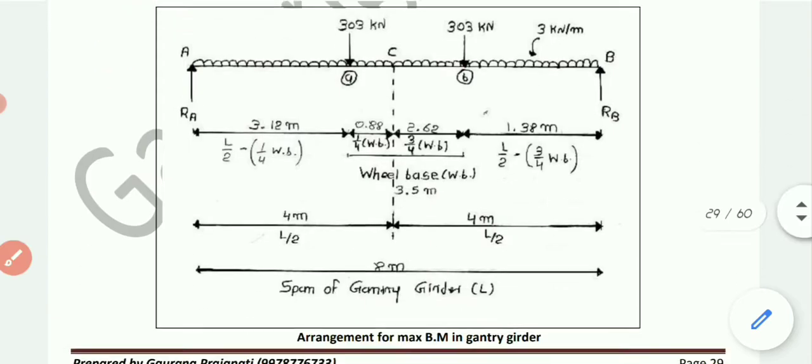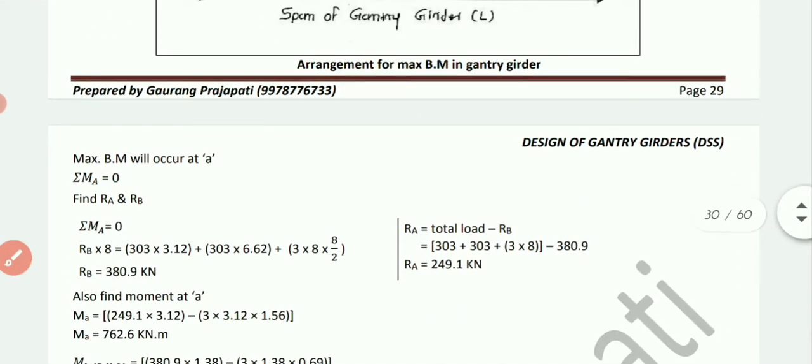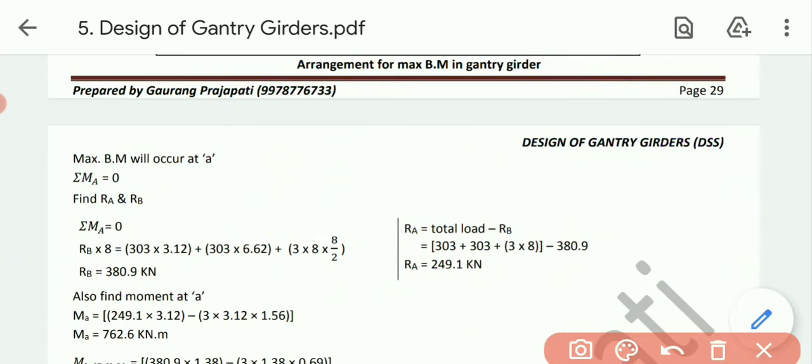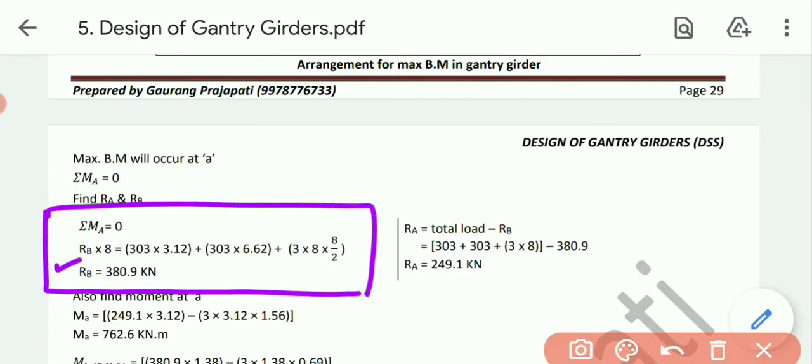So let's calculate RB over here. See, I have done the same thing over here. Sigma MA equals to 0, so RB into 8 equals to 303 into 3.12 plus 303 into 6.62 plus 3 into 8 into 8 by 2. So ultimately RB will be 380.9 kilonewton.